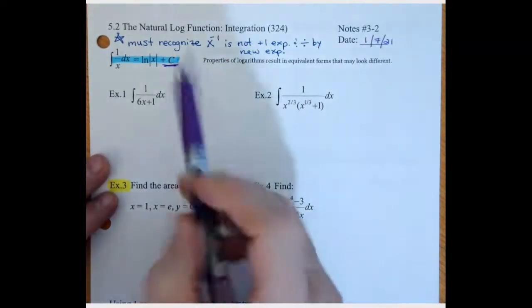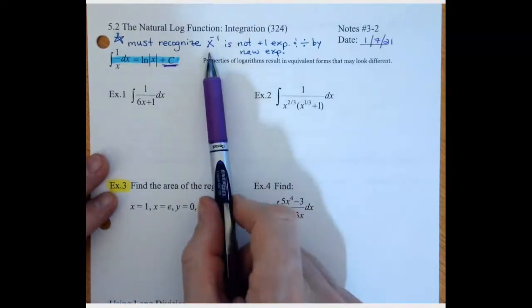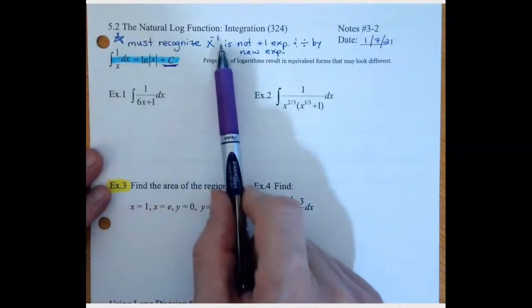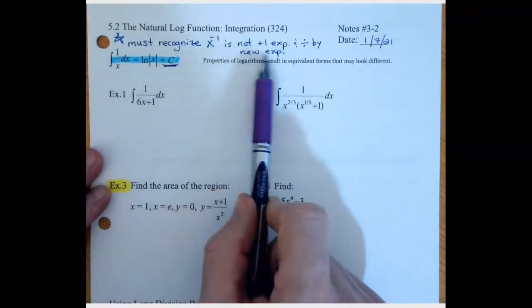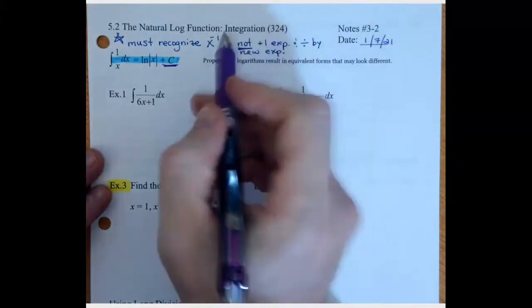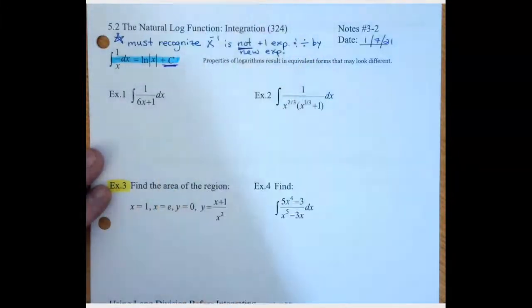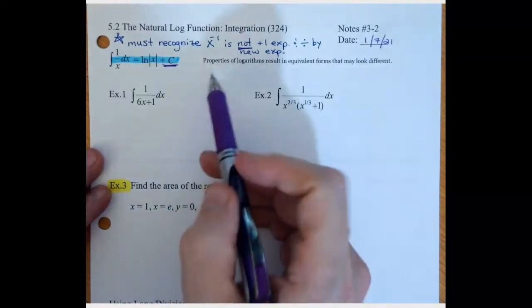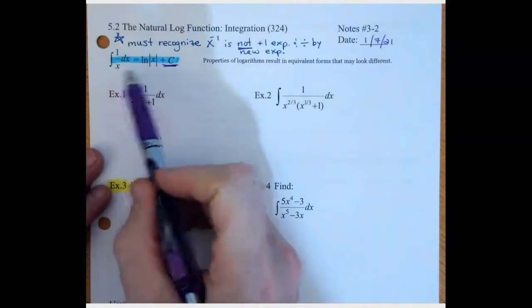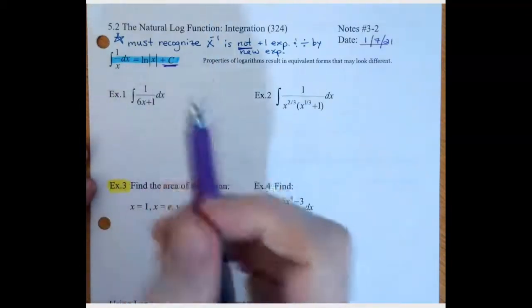But we do want to make sure that we understand that when we think about x to the negative 1, we're not adding 1 to the exponent and dividing by the new exponent. That is not the case. So any other negative exponent, x to the negative 2, 1 over x cubed, those we would just add 1 to the exponent and divide by the new exponent. But this one case we would not. This one case we want to recognize that 1 over u is the natural log of u.